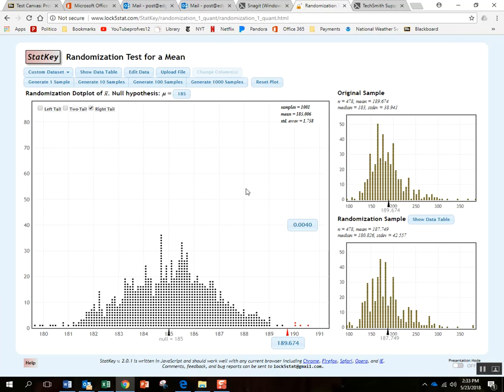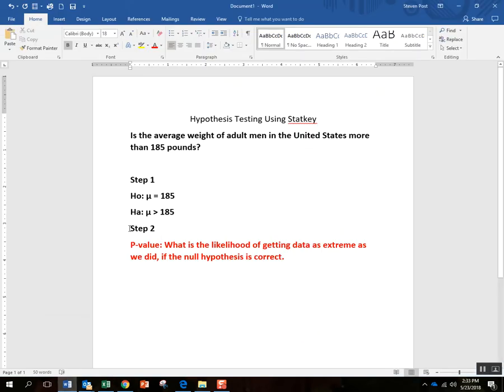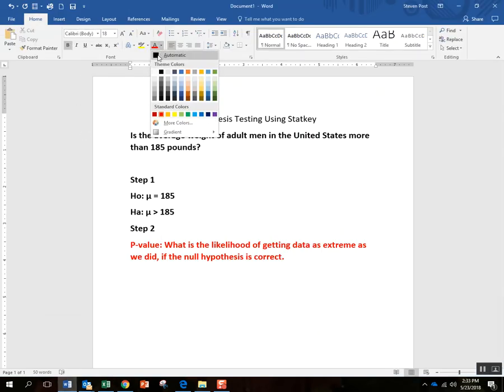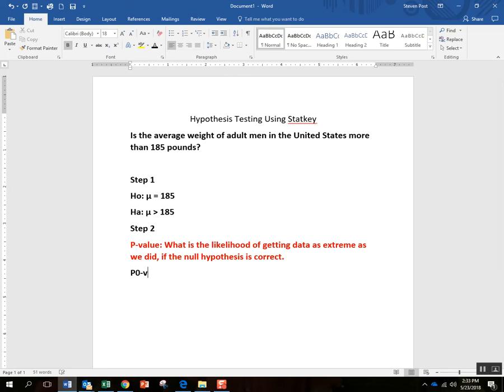So the conclusion is that in a universe where the actual population mean is 185, there's only a 0.4% chance of getting a sample mean as large as the one we got from our sample, which makes us think that our sample did not come from a universe where the mean was 185. So that's how we get the p-value. P-value equals 0.004.